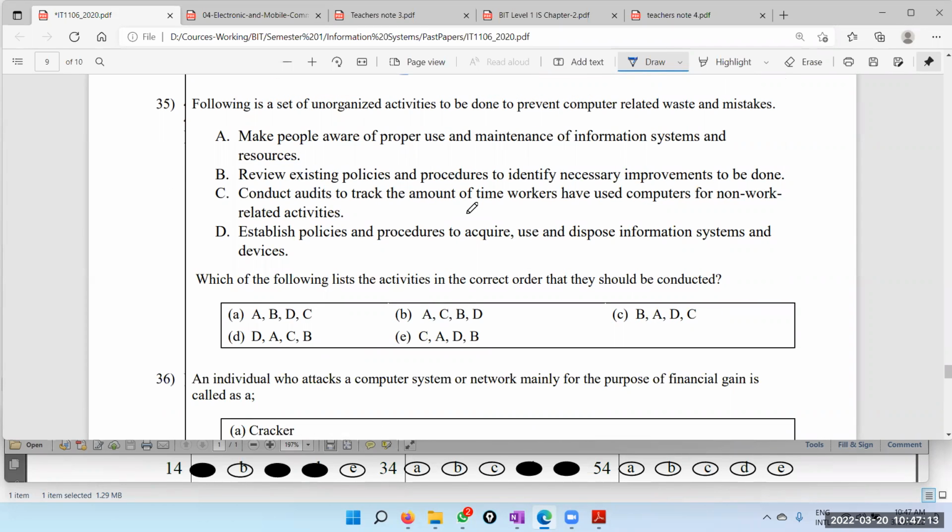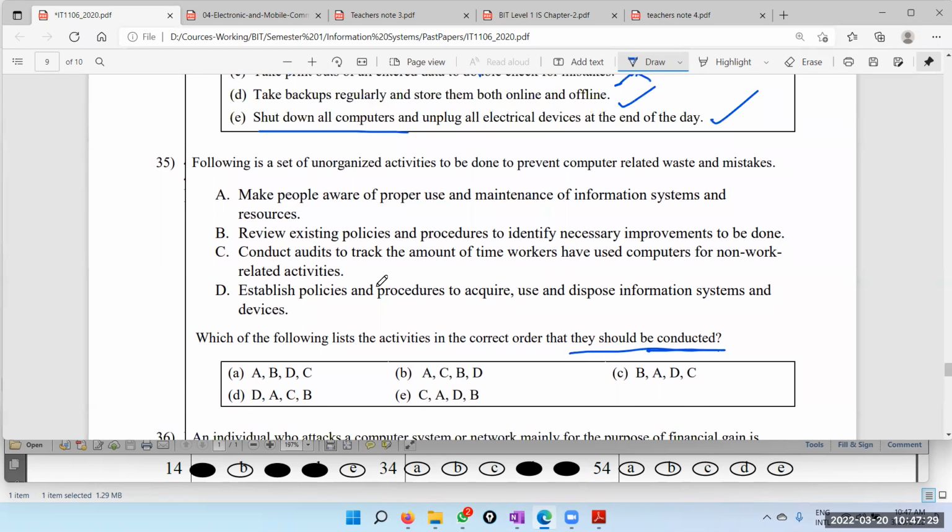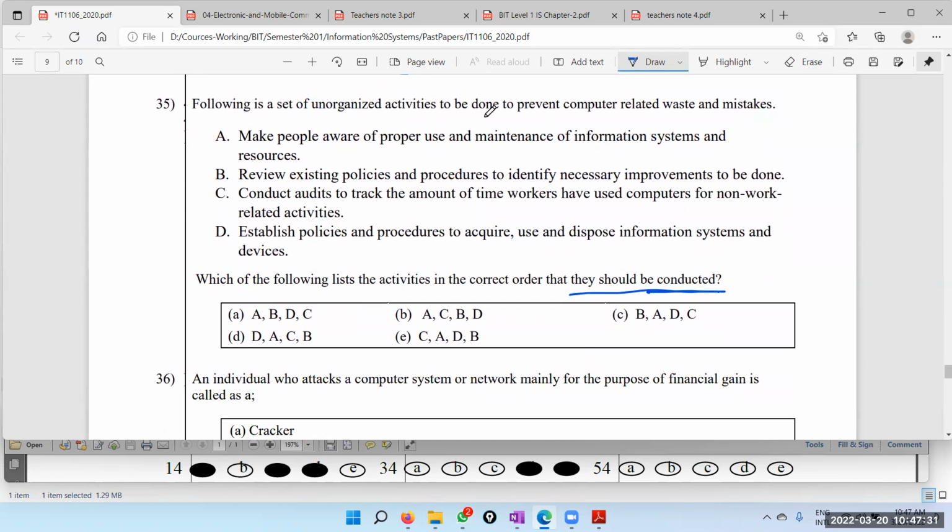35. Which of the following lists the activities in the correct order that they should be conducted? Right? The correct order that they should be conducted. To prevent computer-related waste and mistakes. Make people aware of the proper use and maintenance of the information systems and resources.